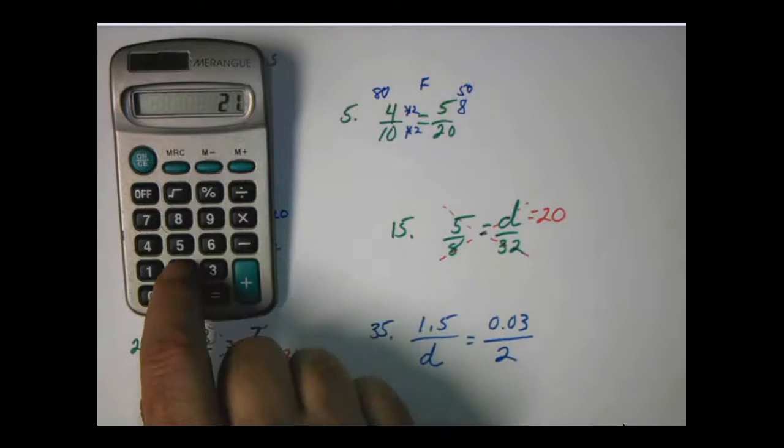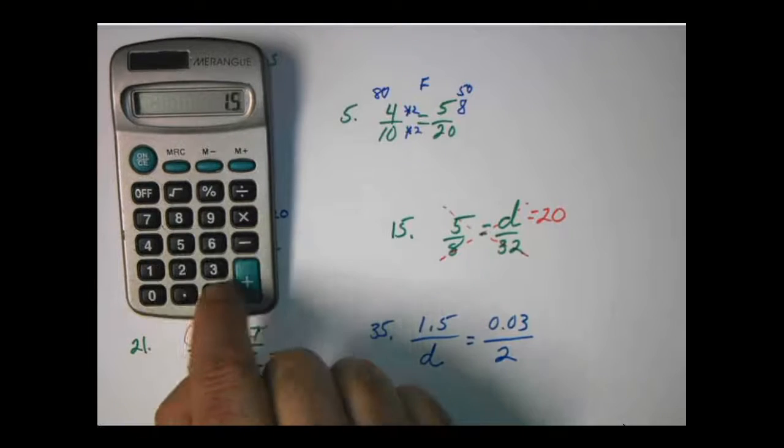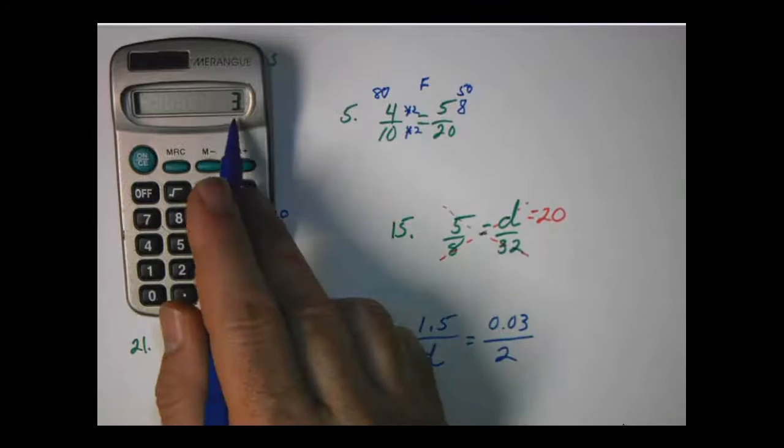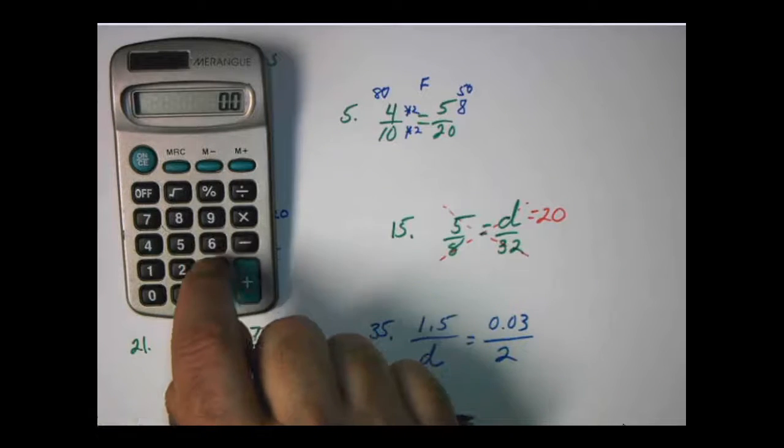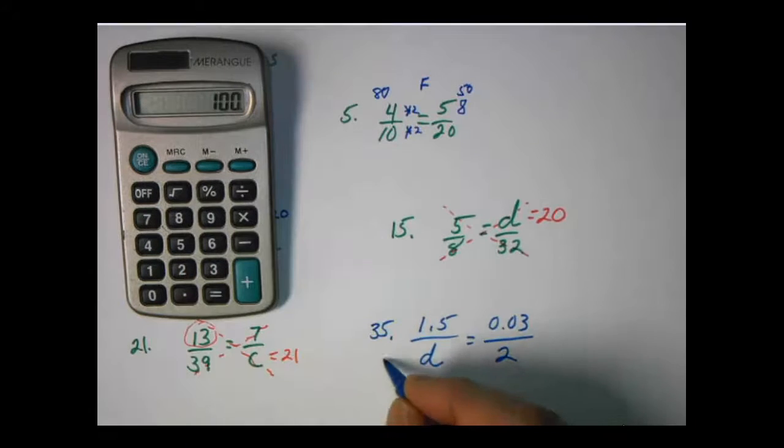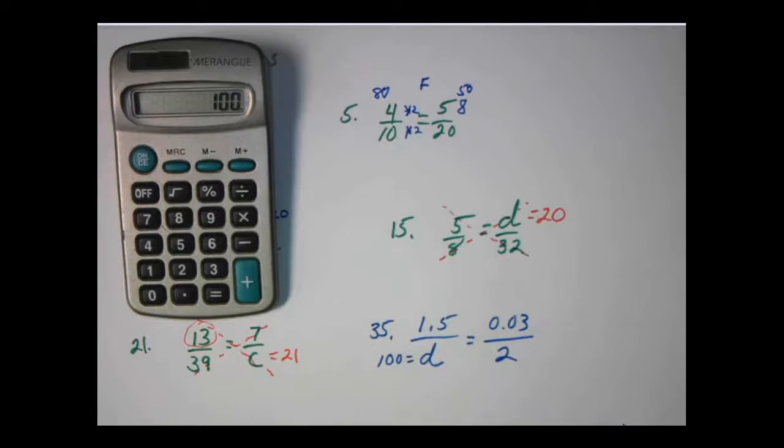So 2 times 1.5 equals 3, divided by the odd guy out, so we're going to divide by 0.03, and D is going to be equal to 100. Okay, pretty slick. Just cross multiply and divide.